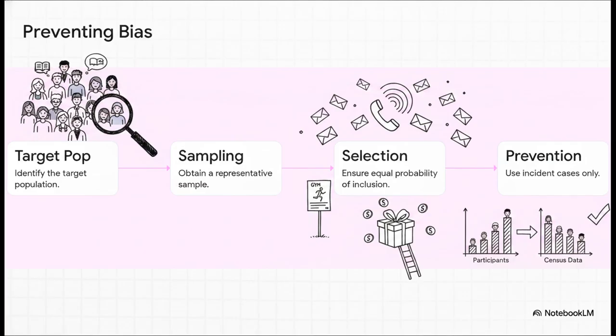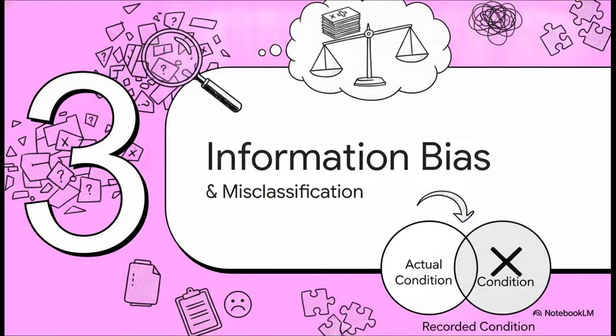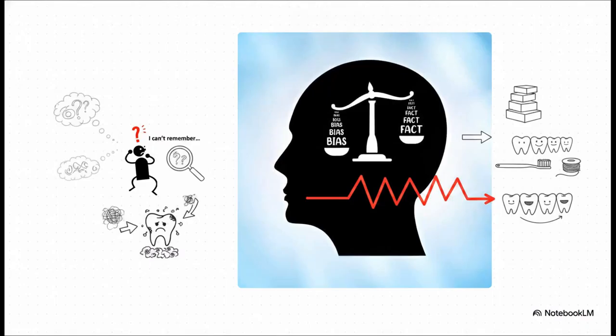And finally, step 4, strictly compare your final participant demographics against known census data of the general population to guarantee you have actual demographic alignment. All right, Section 3, Information Bias and Misclassification. When our actual data collection process is fundamentally flawed, our outcomes completely suffer.